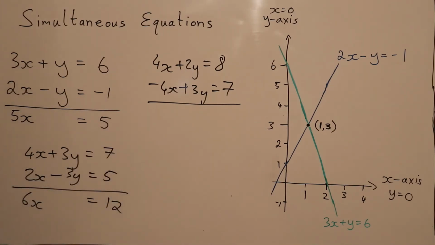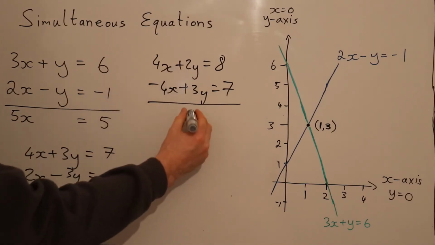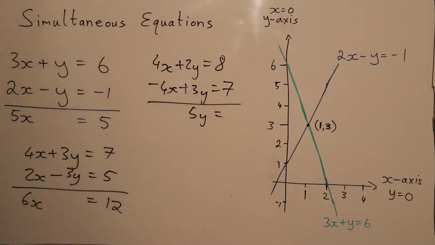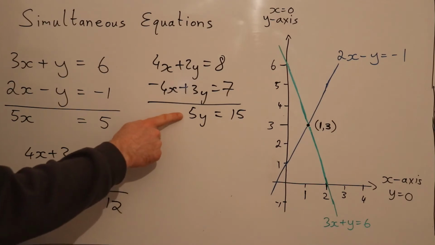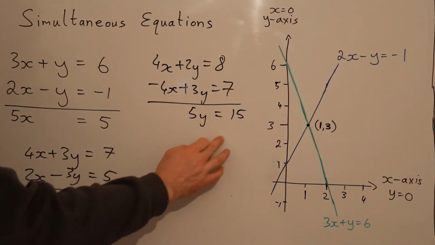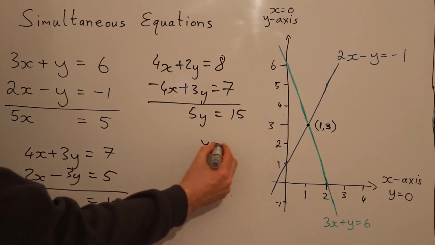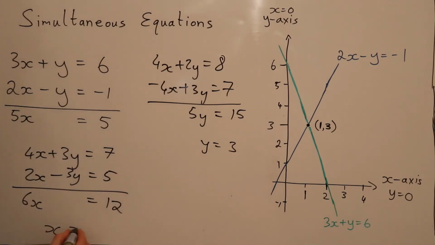Looking at this one, 4x take away 4x, that's 0 x's. 2y plus 3y is 5y. And 8 plus 7 is 15. And again, look how easy this is. This is something we can easily solve. Divide both sides by 5, and we'll get our answer, y equals 3. So here we'd get y equals 3, and over here we were saying we would get x equals 2. So hopefully if we can understand this step here, the next part will be very easy to understand too.